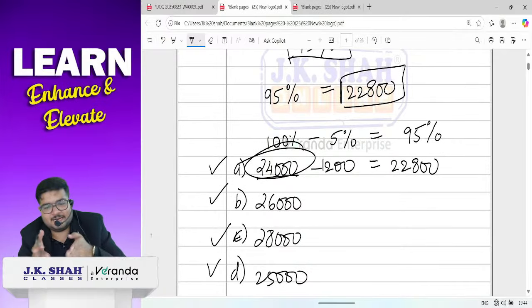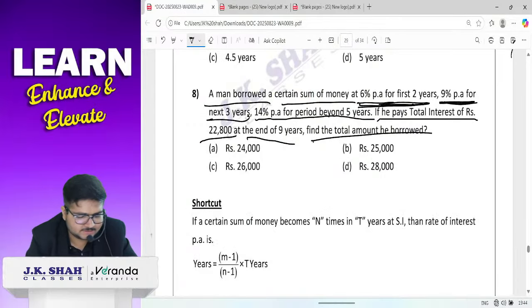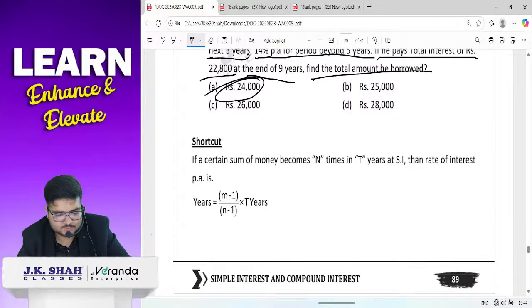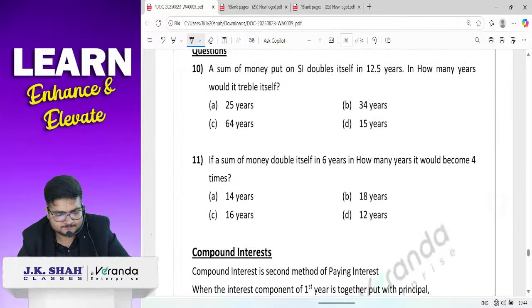Understood? We calculated 95% of 24,000. How did we calculate? We calculated 5% and subtracted, so we get 95%. I hope everybody understood this concept. So the answer is 24,000. Then you don't have to look at any other options after that. Understood everybody?